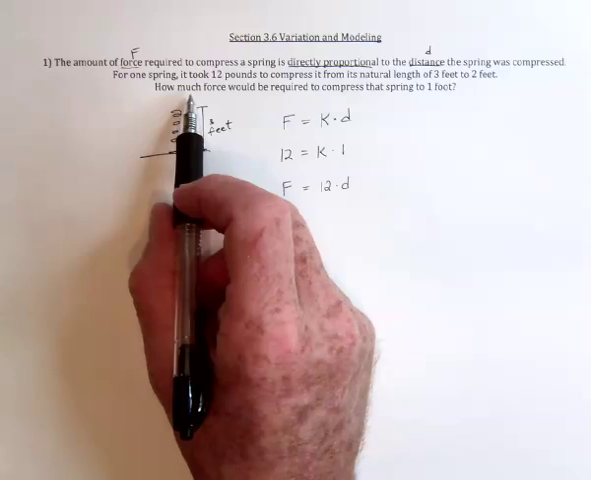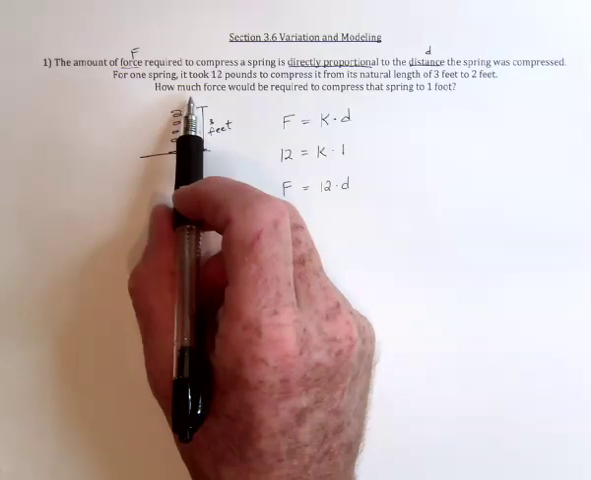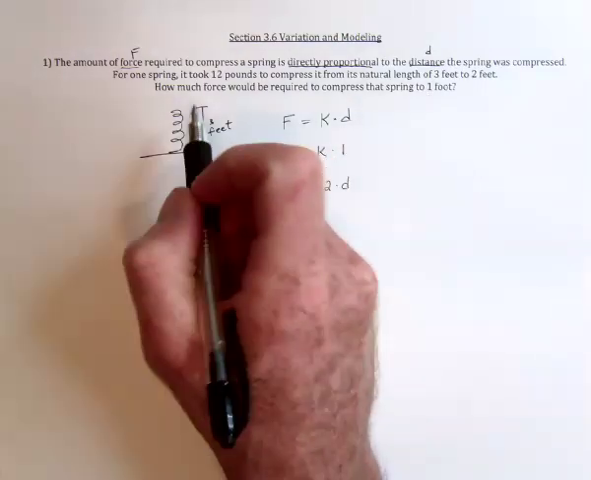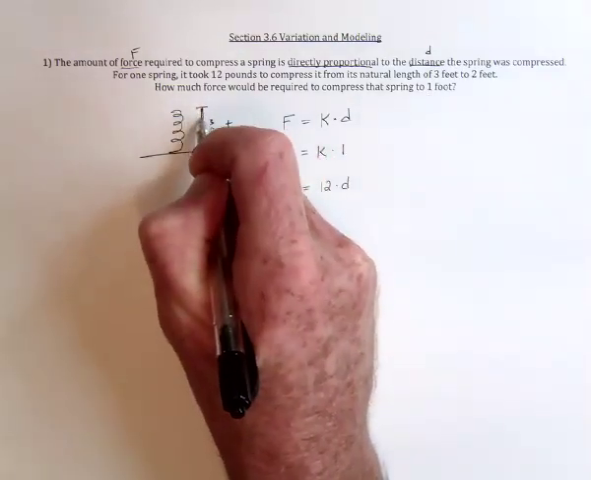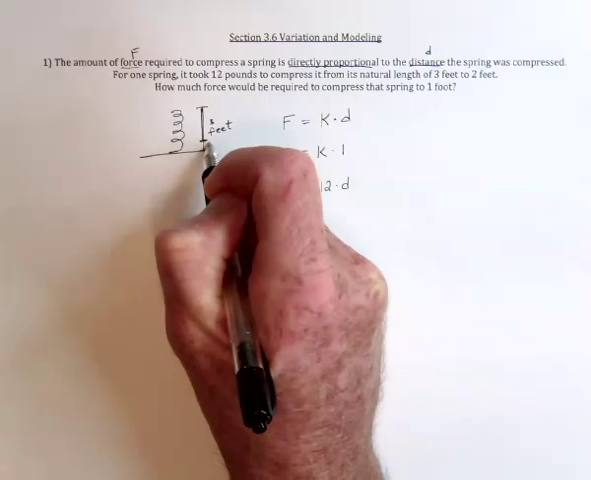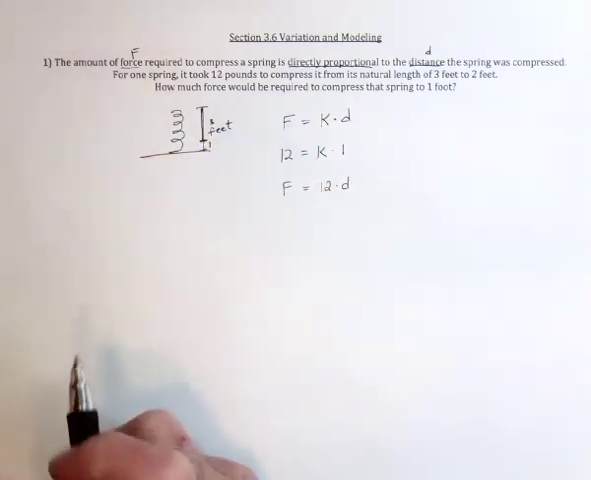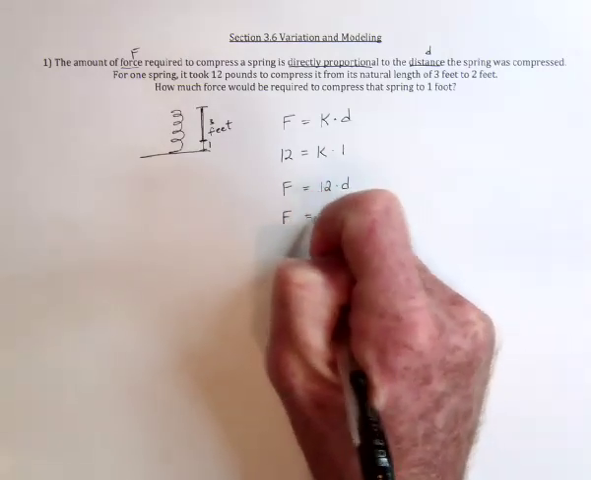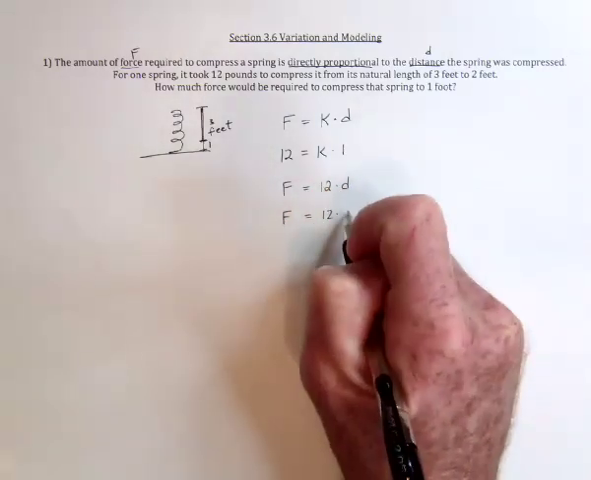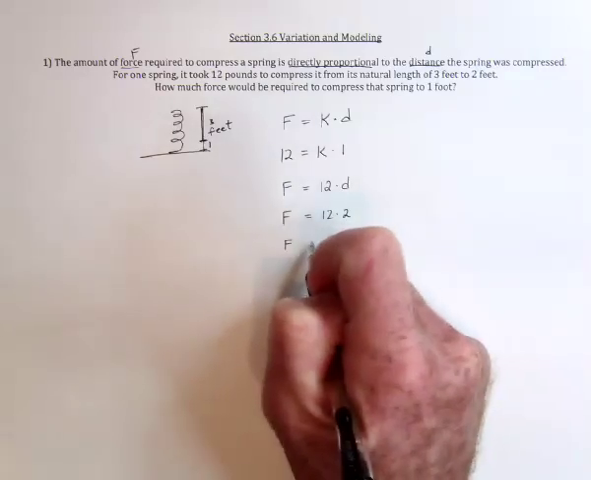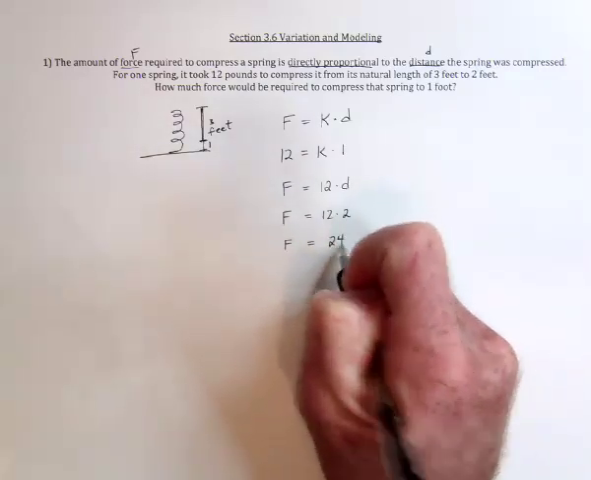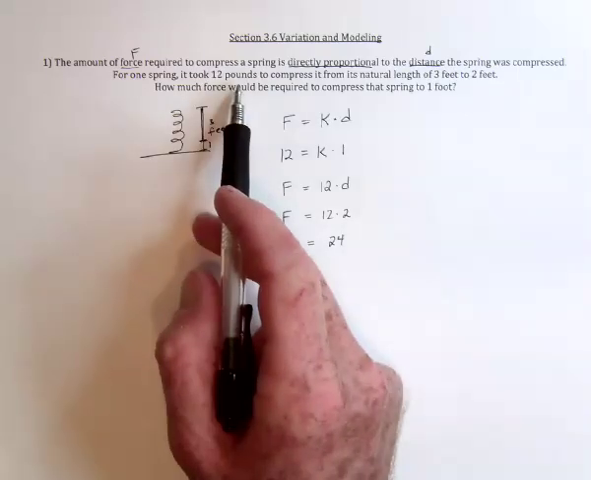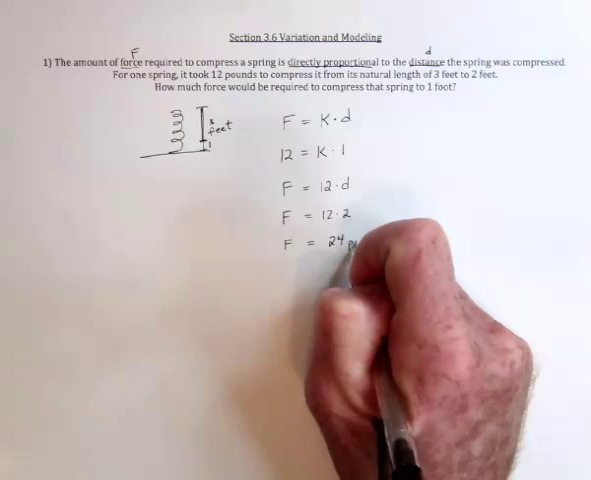And now the question goes on to say how much force is it going to take to compress it down to 1 foot. So if we're compressing a 3-foot spring down to only 1 foot, then we've compressed it a distance of 2 feet. So the D is going to be 2. So it's going to be 24 for the force, and in here the force is measured in pounds. So it's going to take 24 pounds.